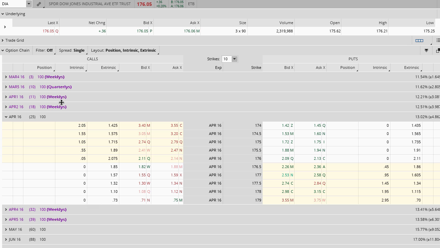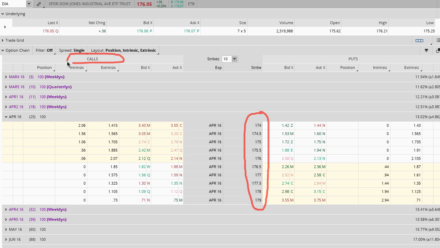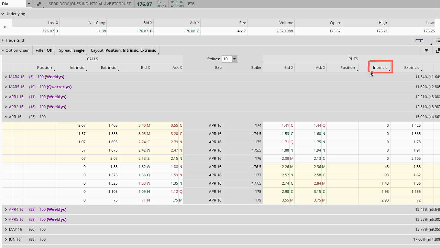We're going to go back to our option pricing table here with DIA. We've used this one in a couple other videos inside of this beginner track here at Option Alpha. And again, just to refresh your memory, we've got all of the strike prices right down here in the middle, and then we've got the call options on the left-hand side, and we've got the put options on the right-hand side. Now I've adjusted these actual columns to show you intrinsic and extrinsic value, because this is going to help us understand which options are in the money and which options are out of the money.